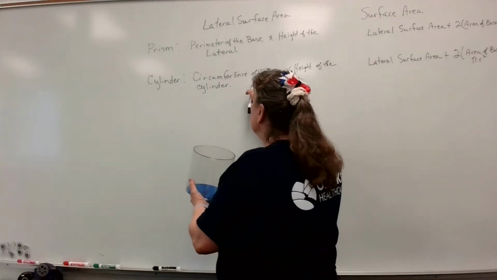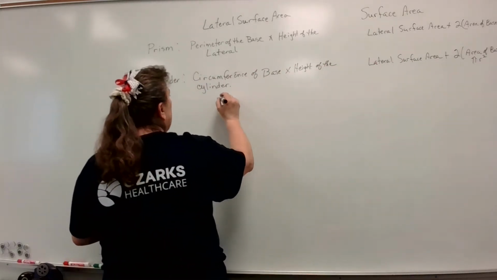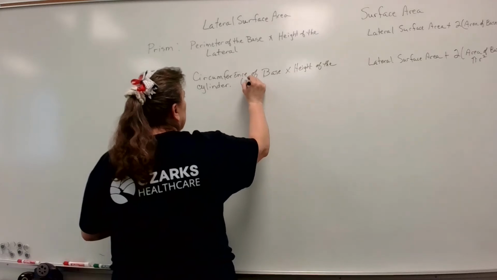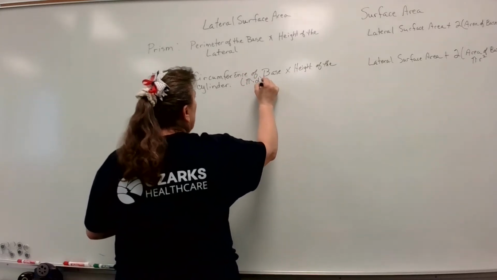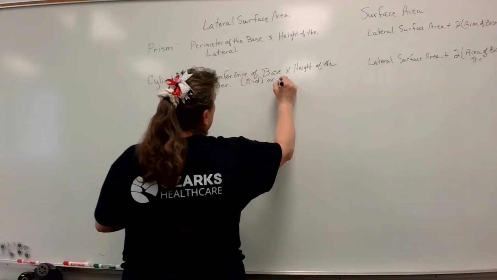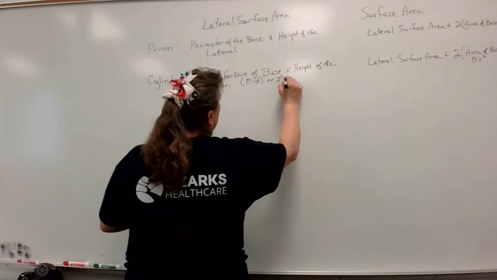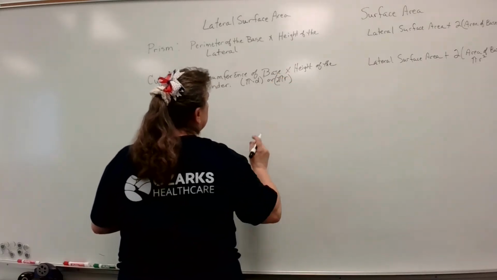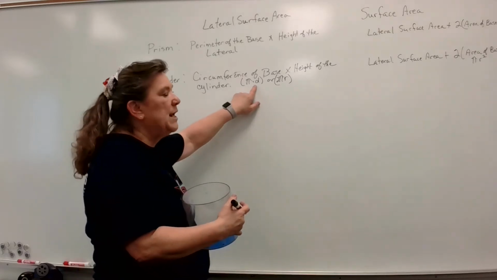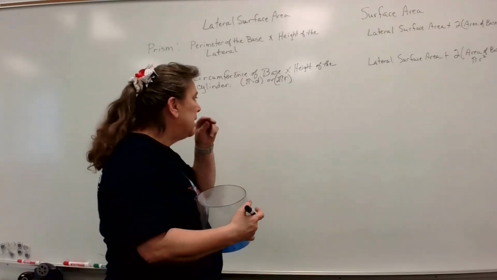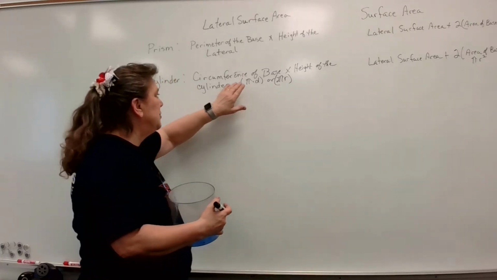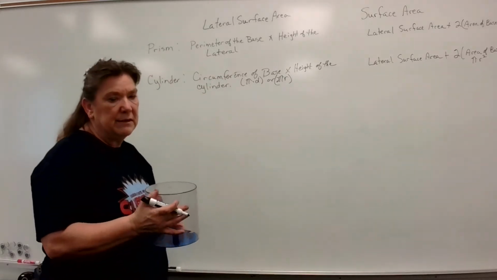Whereas the circumference of the base is pi times the diameter, or you could say 2 times pi times the radius, because the diameter is 2 times the radius. So you have 2 possibilities to choose for the circumference of the base.